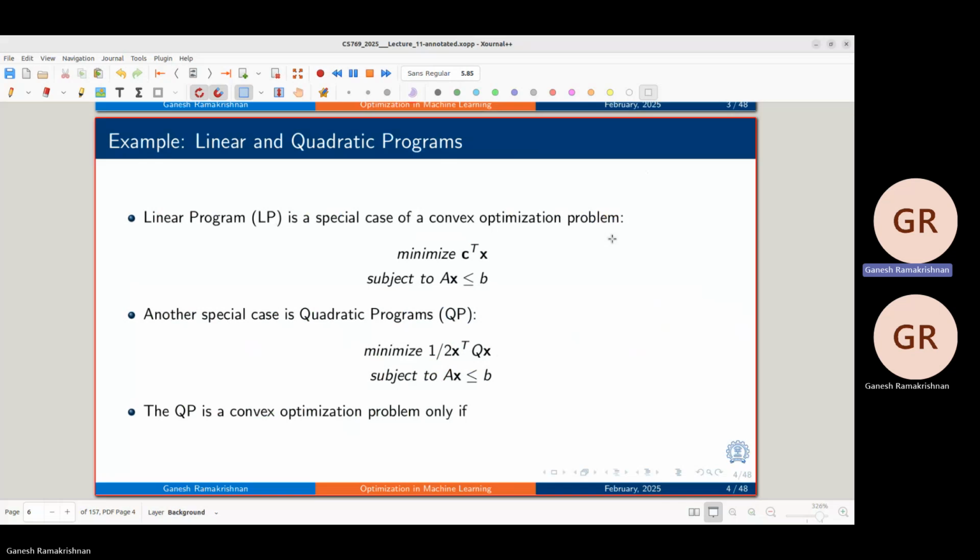So here are examples of programs, linear and quadratic, where the function, in the case of linear programs, is a linear function. The constraints are also linear inequalities. Quadratic programs, on the other hand, have a quadratic function, and again the constraint is a linear inequality.